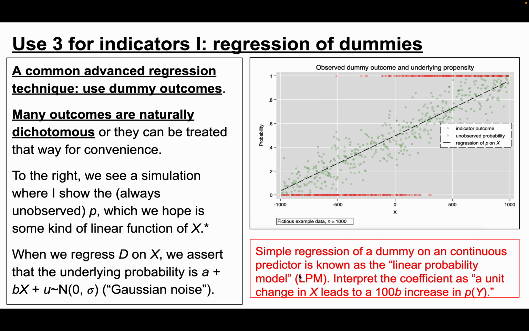This is known as a linear probability model, and the way that we would then interpret that coefficient is that a unit change in x leads to a 100 times b, where b is the slope here, increase in the probability of y. So that's how we can make some sense of it. If we did have this unobserved probability here, we would say that, yeah, it is the case that, and by the way, these are different sets of data, so this red here does not correspond to this green here.